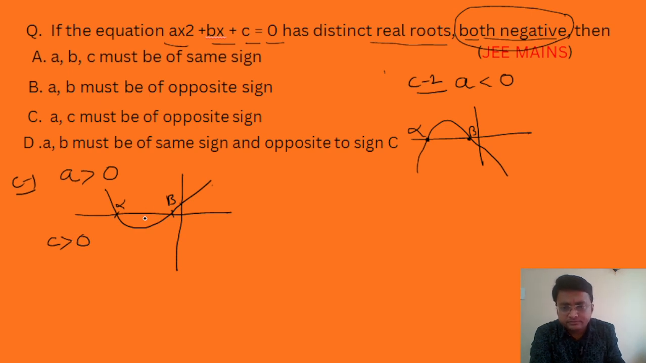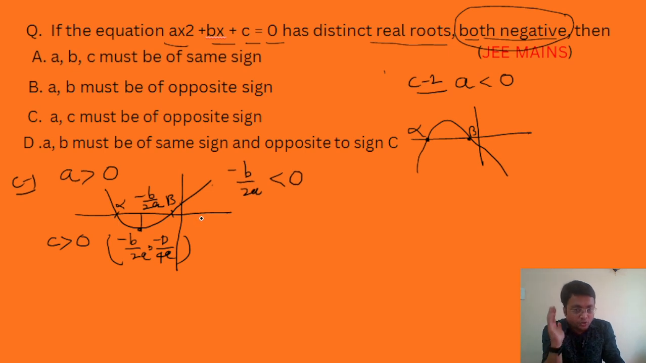And now the b. As you know, this is the vertex of the parabola, so the coordinate of this point is minus b by 2a, and minus D by 4a. This is the coordinate of the vertex. So this point is nothing but minus b by 2a. And as you know, students, this minus b by 2a will be less than 0. Why? Because it is left of the origin.